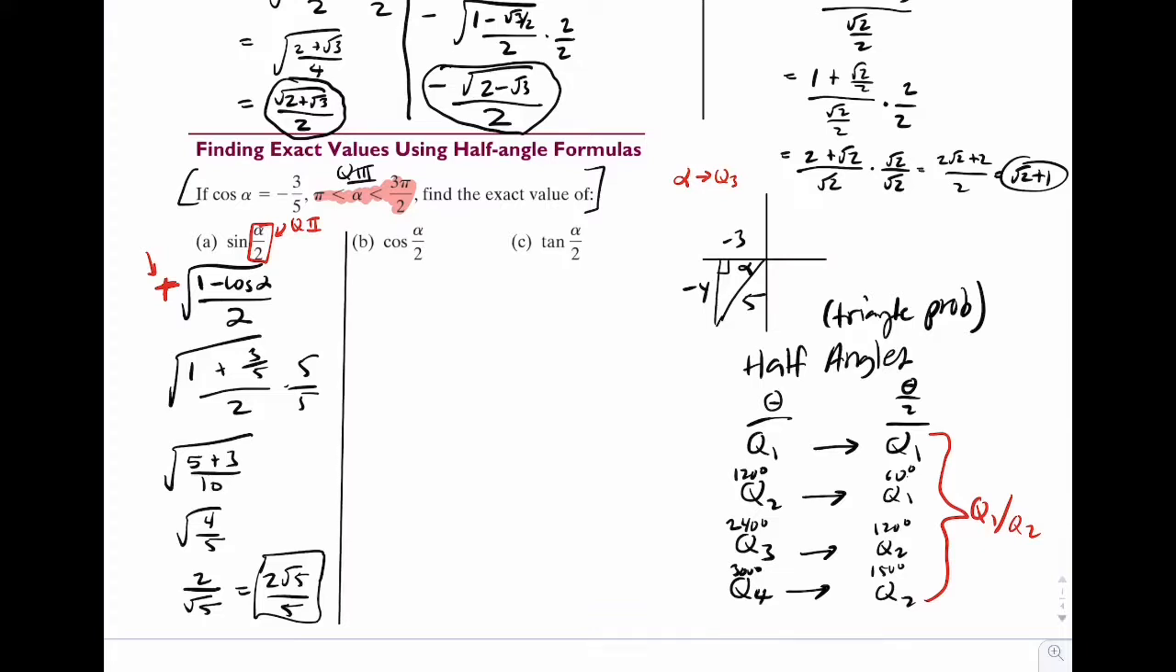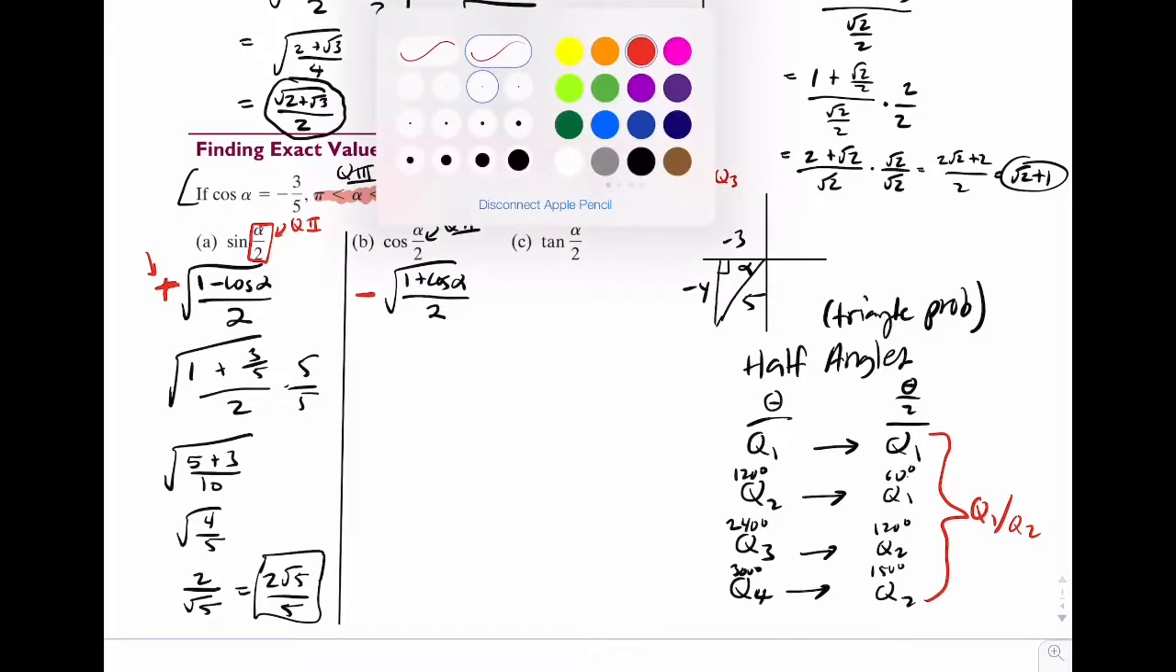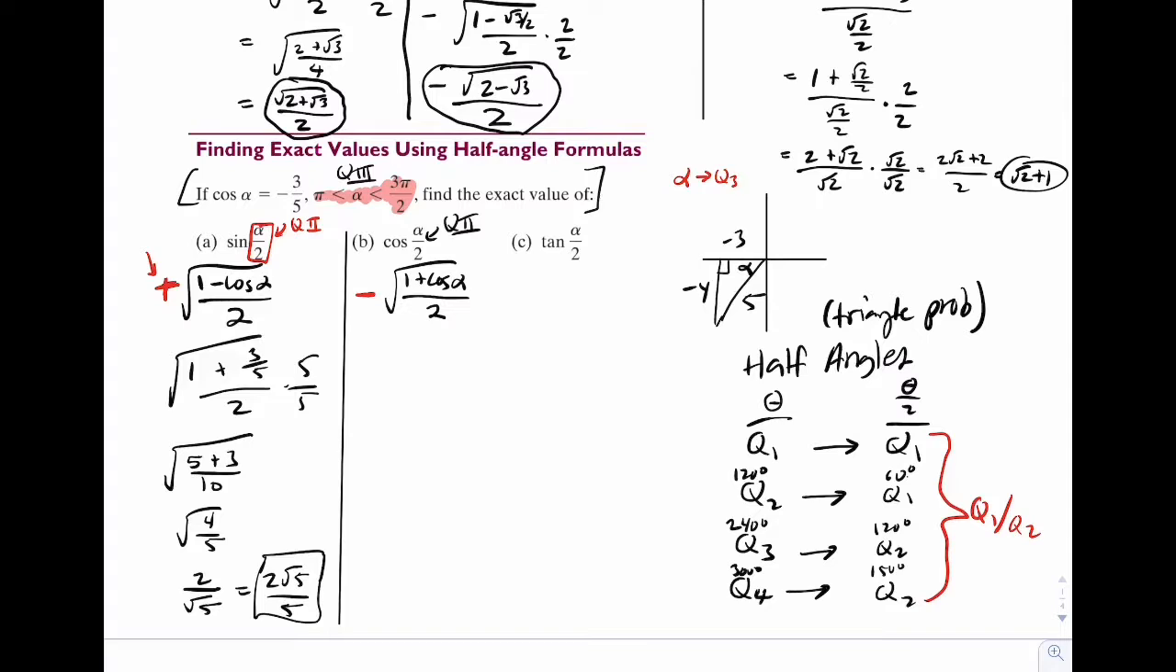So now we go to B. Let's write it out. Plus or minus square root of 1 plus cosine alpha all over 2. Remember, this is in quadrant 2. So cosine, the x, those values are negative. So let's really highlight that negative here. So we have negative root of 1 plus cosine alpha, which is -3/5, all over 2.